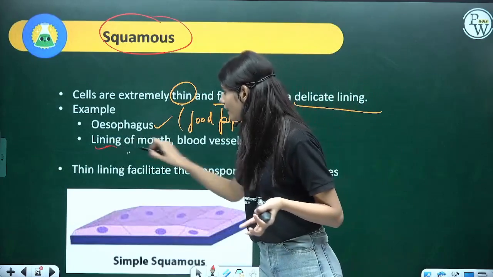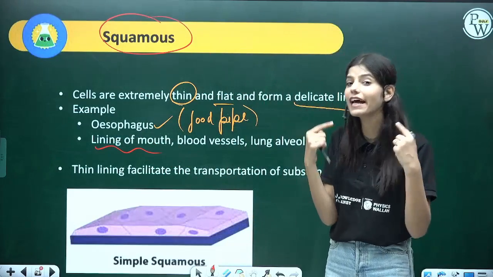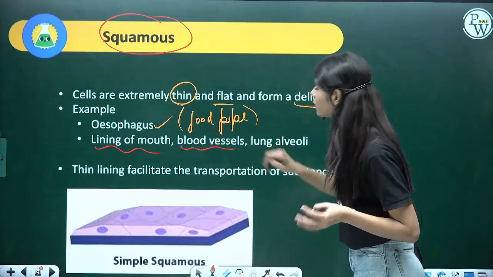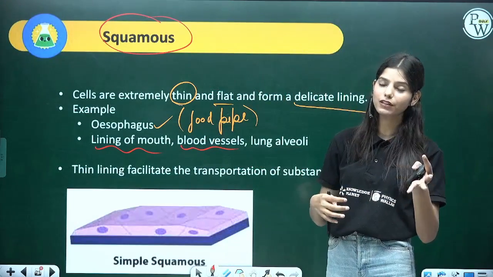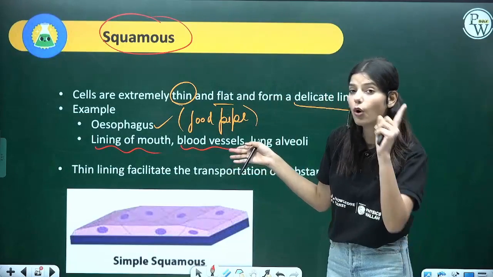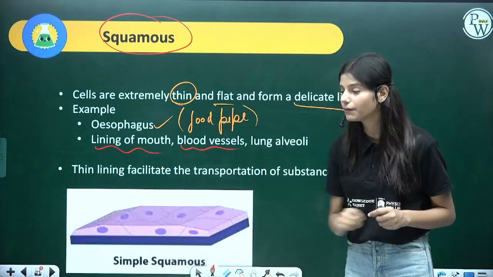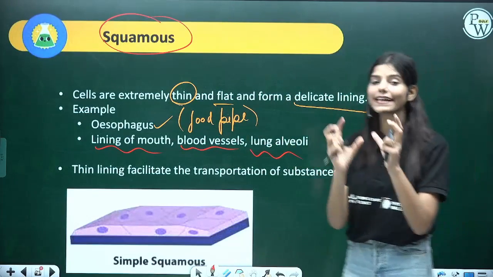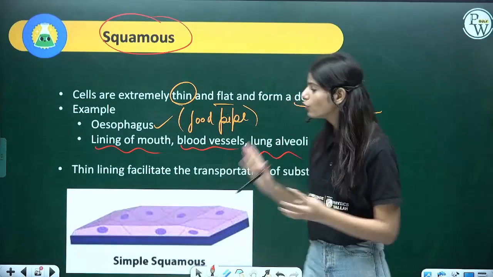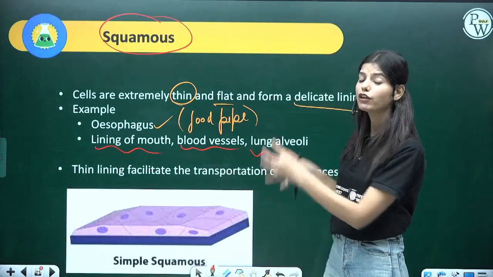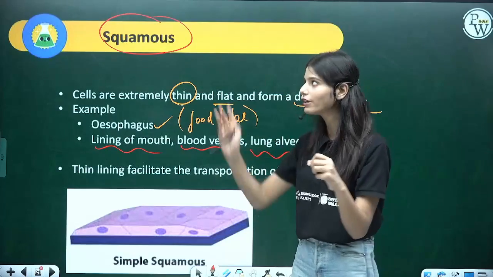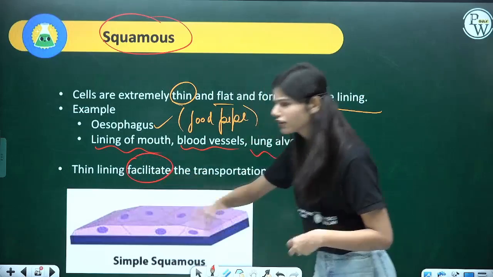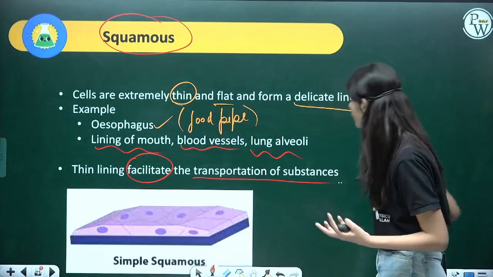Also in the case of the lining of the mouth, the lining that we have inside our mouth has squamous epithelium. Also the blood vessels which transport the material from one part of the body to the other also have squamous epithelium. So the covering of the mouth, blood vessels, and the lung alveoli where the exchange of gases is taking place, all of these parts of our body have a very delicate thin covering called squamous epithelium. Guys, this thin lining helps us to transport and exchange the material.